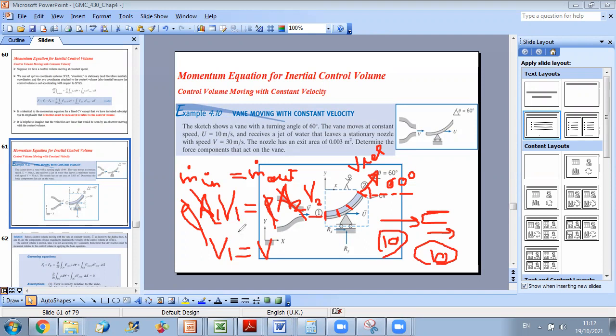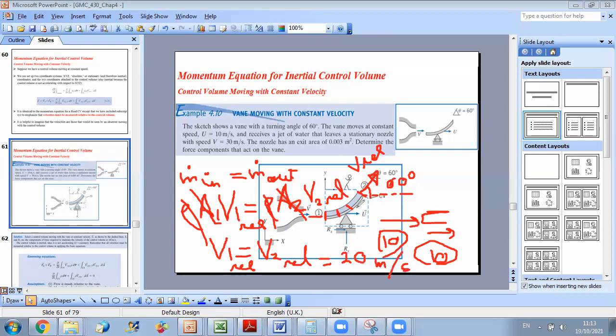So this is why here it's V1 relative and here it's V2 relative. So we deduce that V1 relative is equal to V2 relative, which is equal to 20 meters per second.